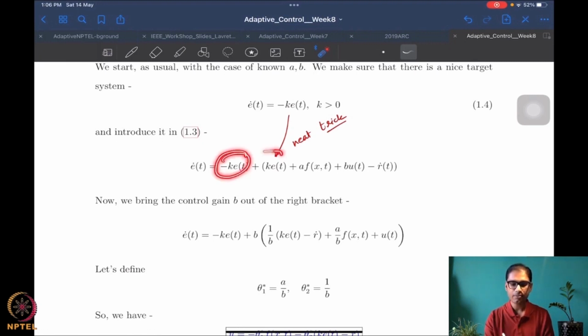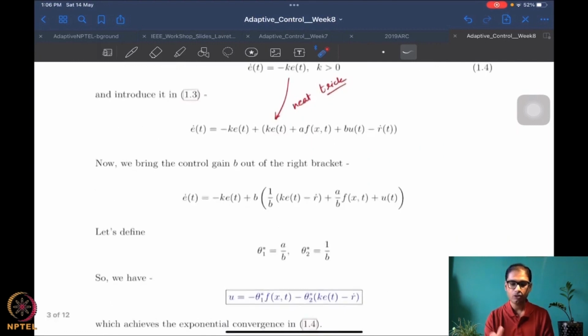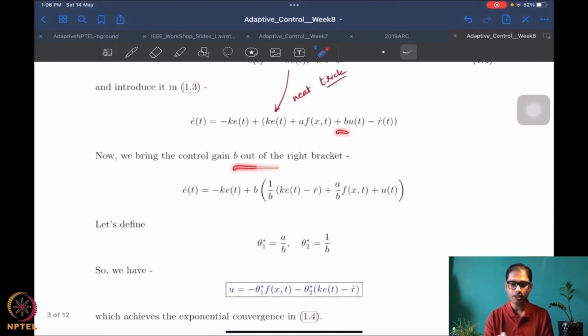Okay, all right. So this is a nice trick. We just add and subtract this Ke, and then this Ke is clubbed with this term. How do we club it? We take the control gain B outside the bracket, right? And then I look at two different terms. There is one term where it is just a 1 by B because there is no unknown in these two terms, right? So there's no unknown here. It's just a 1 by B. And there is another additional unknown here. So there is an A by B, F. All right. And then there is just a U because the B was pulled out of the bracket.